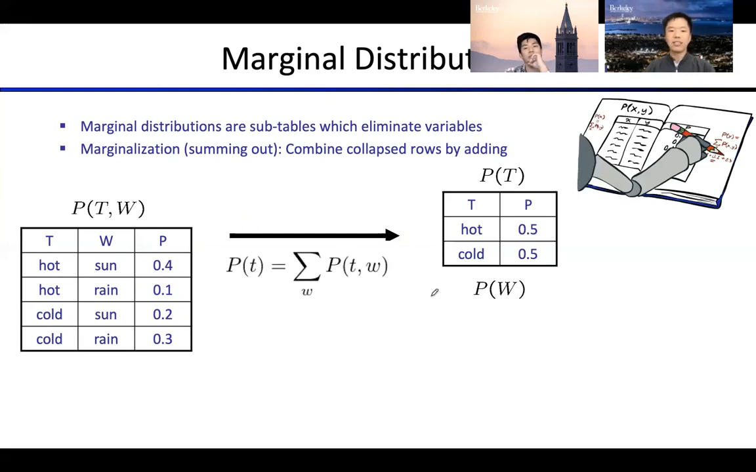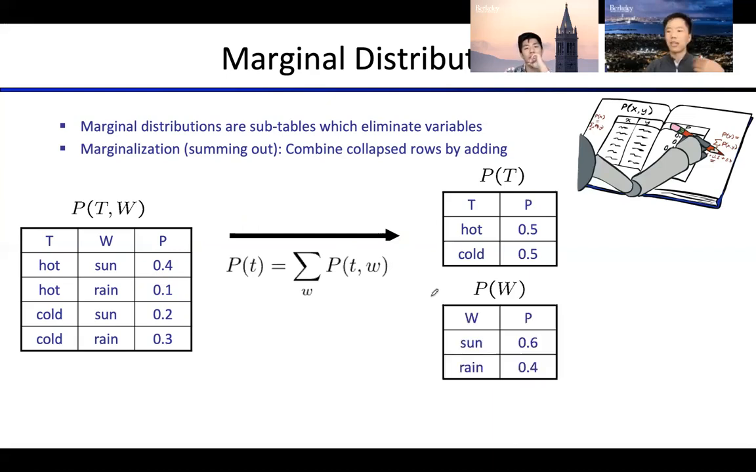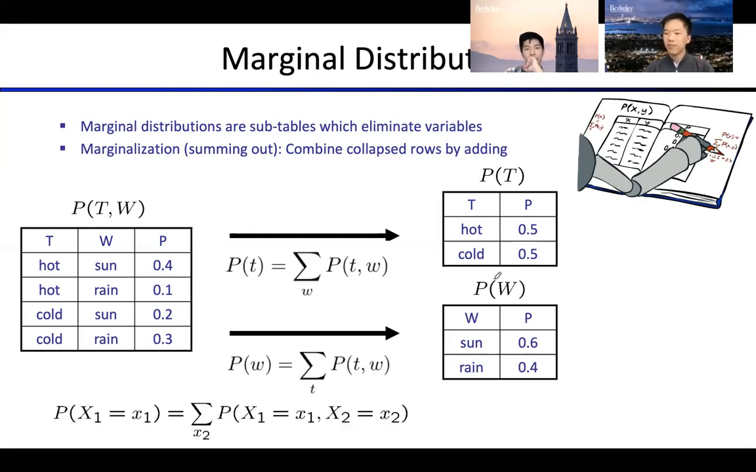On the other hand, if we don't care about the temperature and we're only concerned about the weather, we'll sum out the temperature variable basically the same way. So this is a more general case of how we marginalize over certain variables just by summing them out.